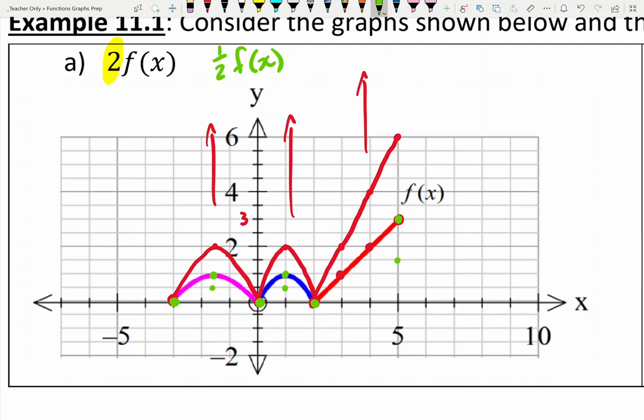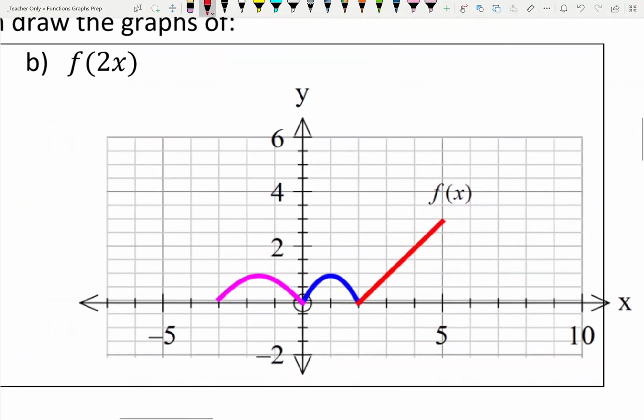4, 2 compresses to 4, 1. 3, 1 compresses to 3, a half. And then we draw those sections in with the same curves, this time just compressed. So that is a half f of x, and the red one is 2 f of x. And you can see there the effect of the factor being greater than 1 or between 0 and 1.